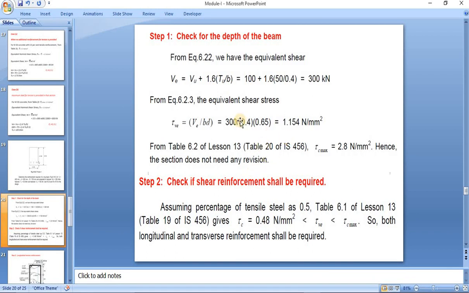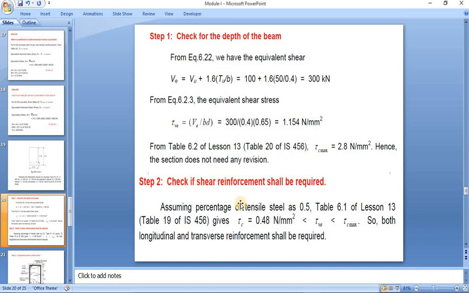If tau VE is greater than tau C max, then we need to revise the section, meaning we need to increase the depth of the section and try again. Whenever tau VE is less than tau C max, we stop revising the section and proceed further. Here, the depth of the section which we have provided is sufficient, because tau VE is less than tau C max.